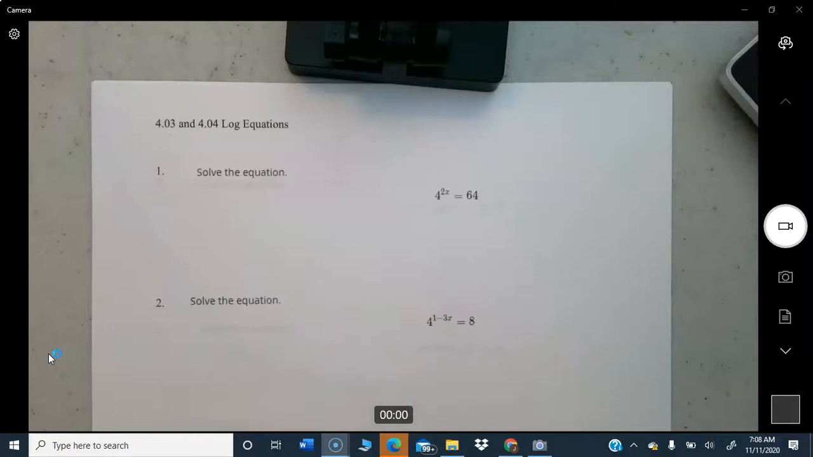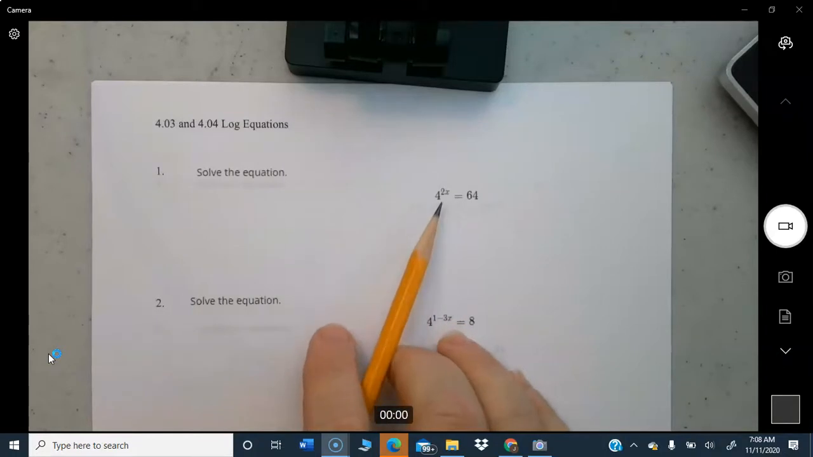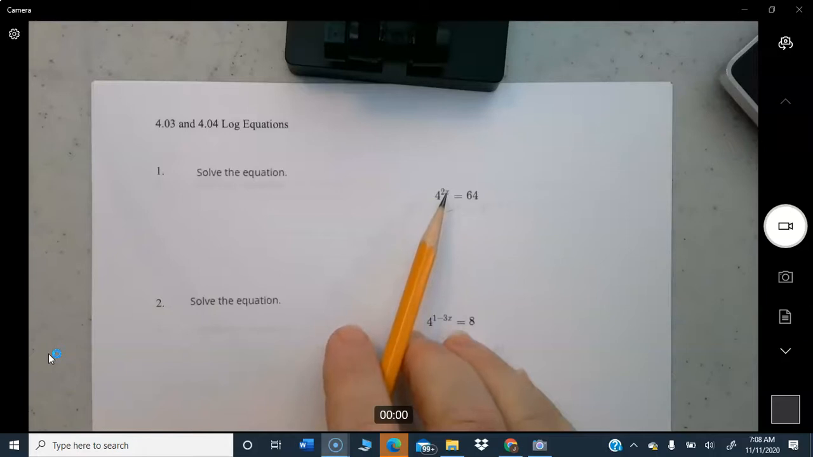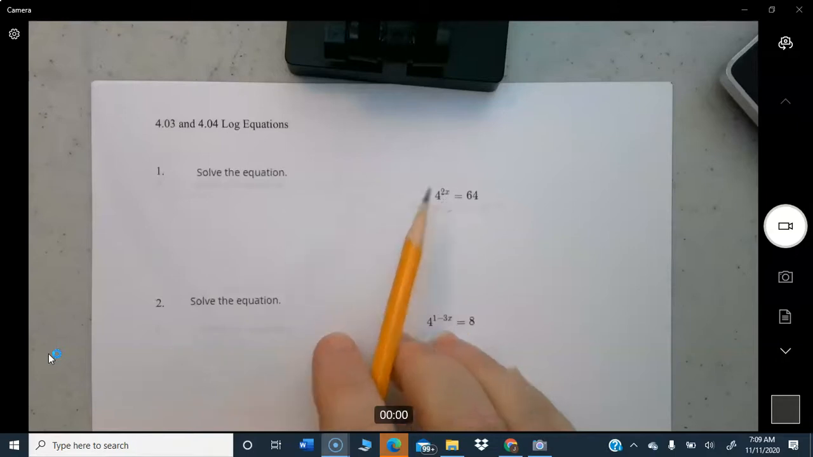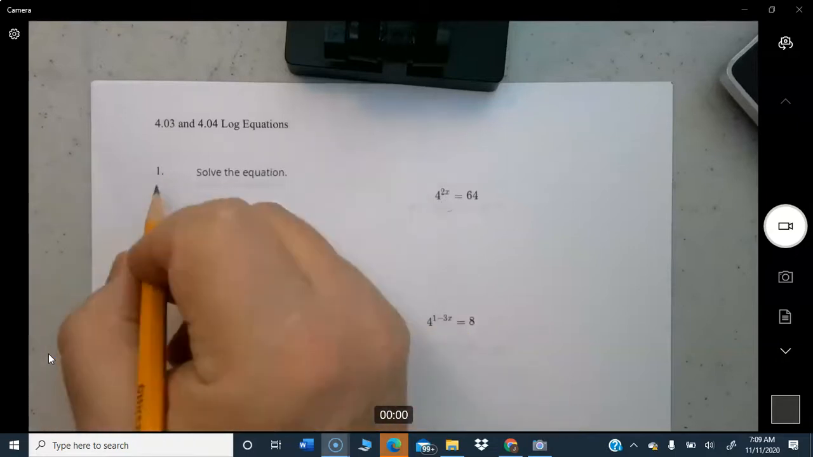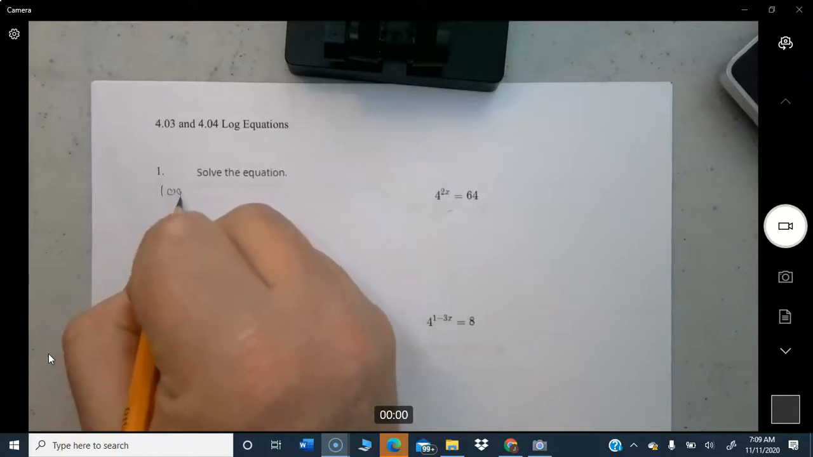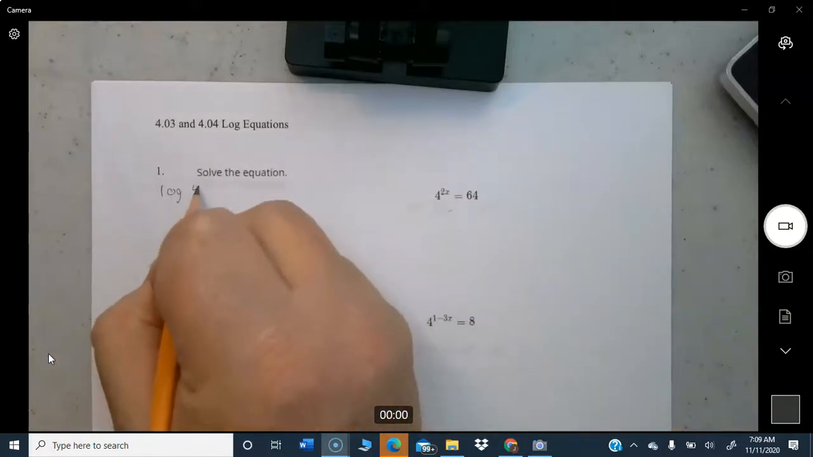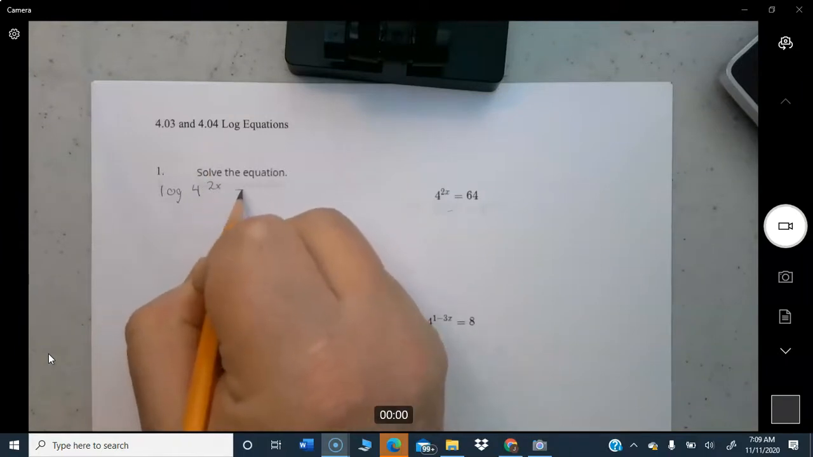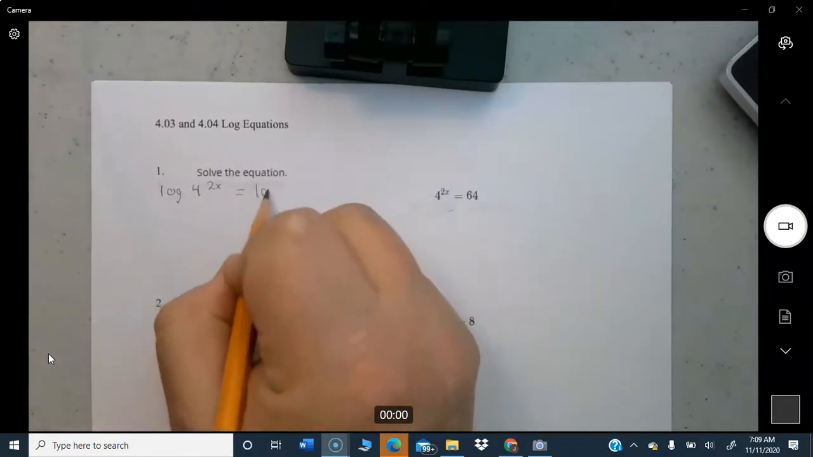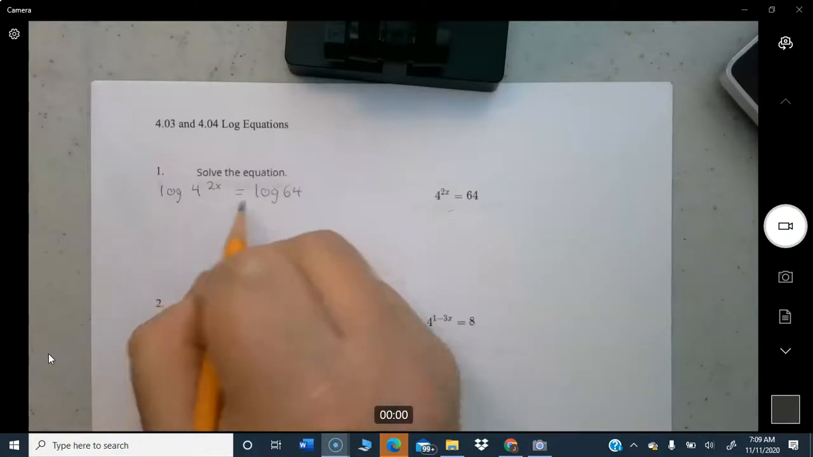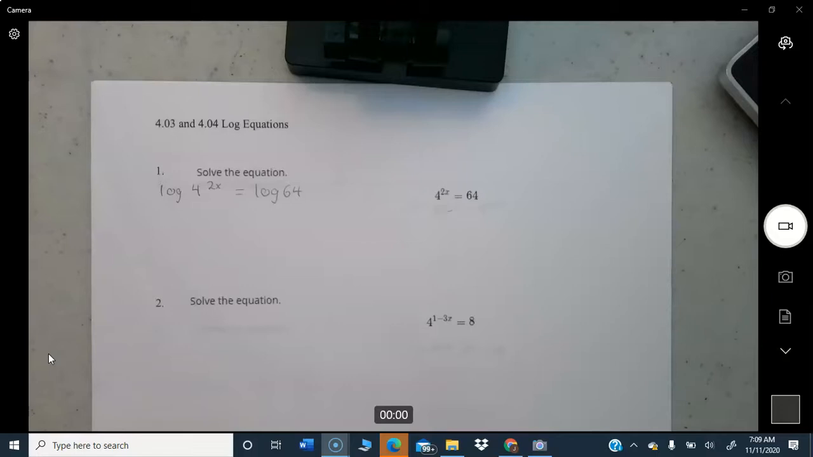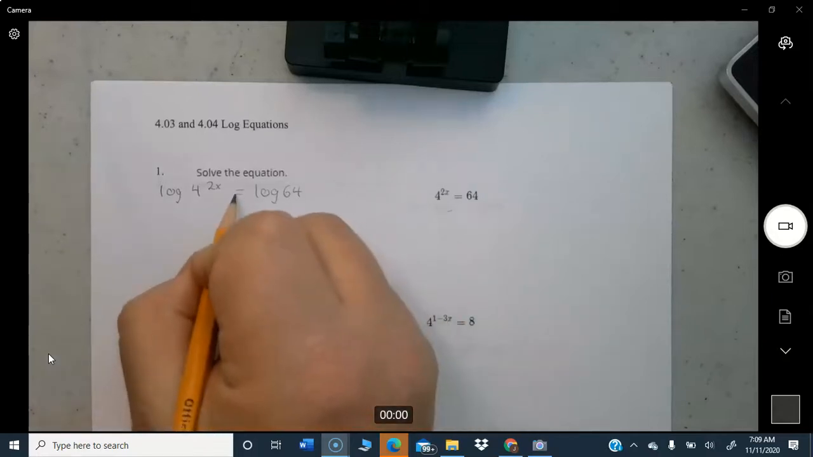So what we're dealing with is logarithms and exponents here. With this problem, anytime you have a variable like x inside of an exponent, the way to get it out is to use a log. So we're going to take the log of 4 to the 2x and the log of 64. That follows the basic principle of math, that anything you do to one side of an equation, you can do to the other side.